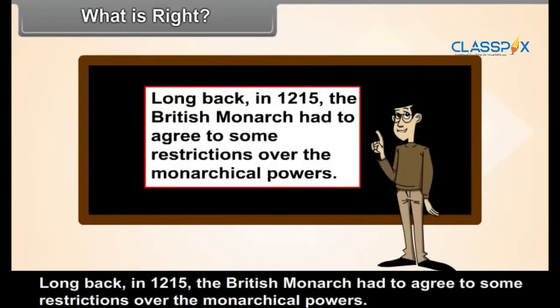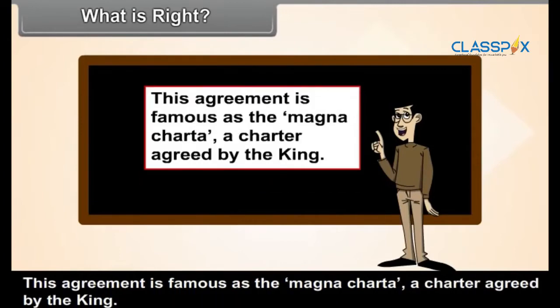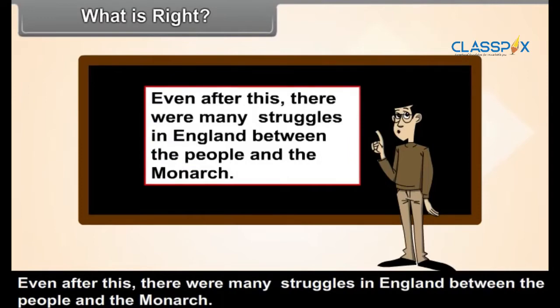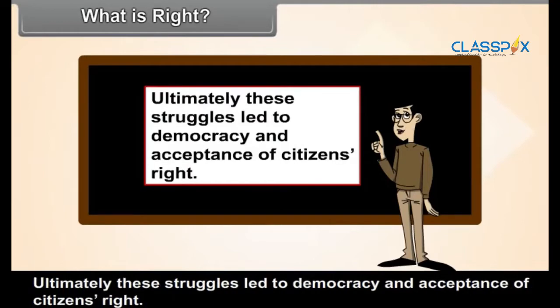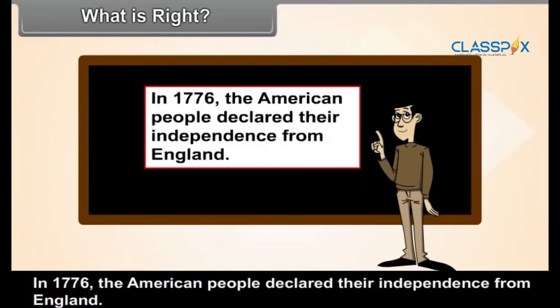Long back in 1215, the British monarch had to agree to some restrictions over the monarchical powers. This agreement is famous as the Magna Charta, a charter agreed by the king. Even after this, there were many struggles in England between the people and the monarch. Those struggles resulted in many more limits on the powers of the king or queen. Ultimately, these struggles led to democracy and acceptance of citizens' rights.